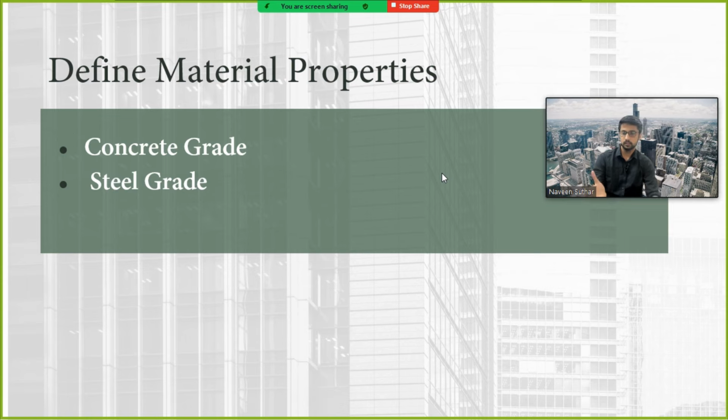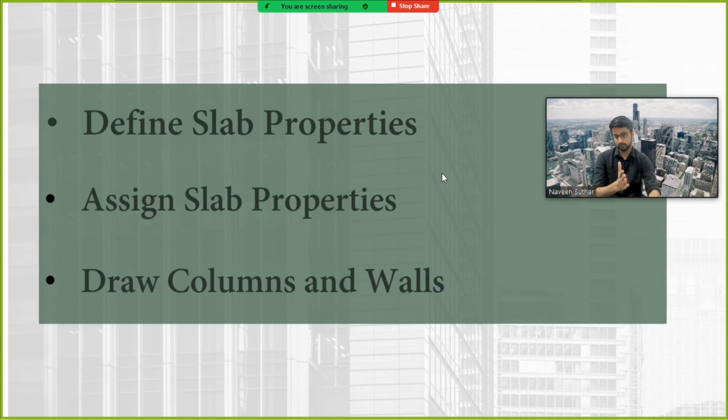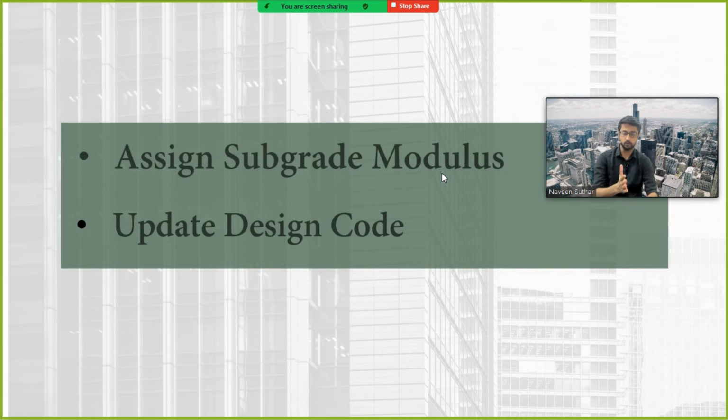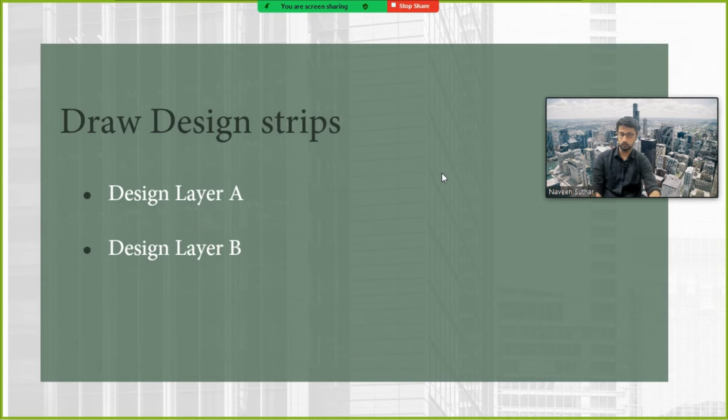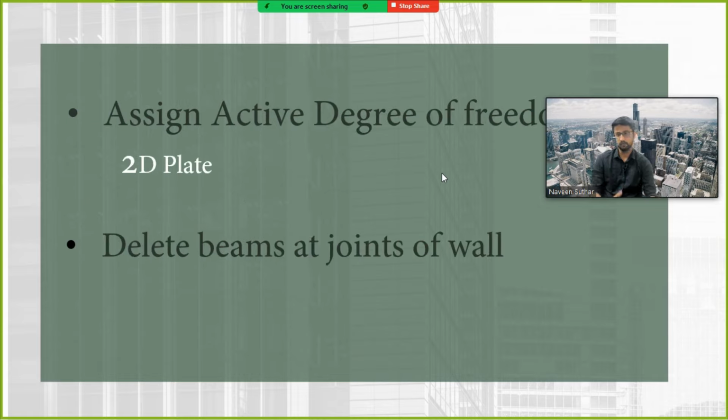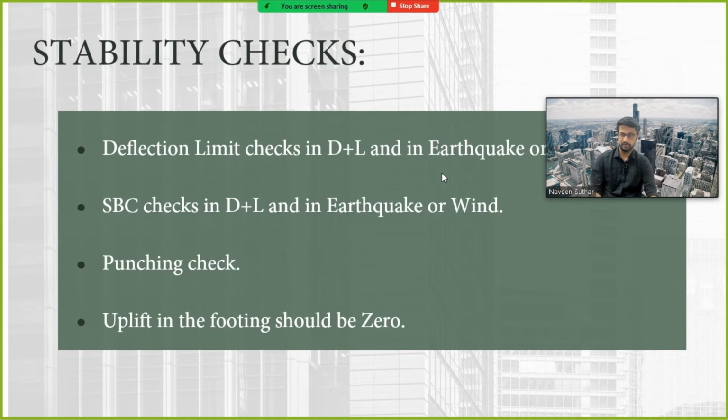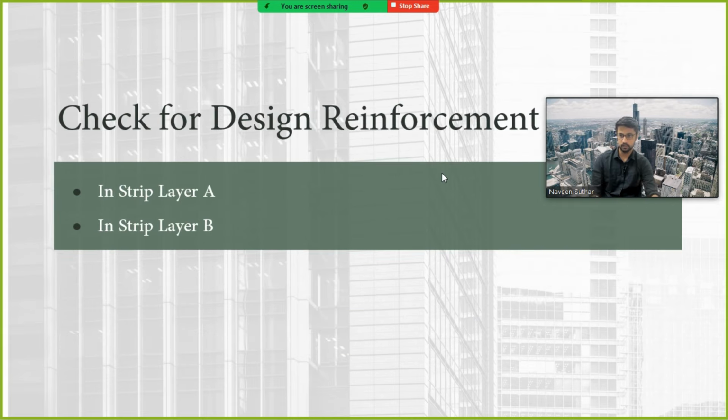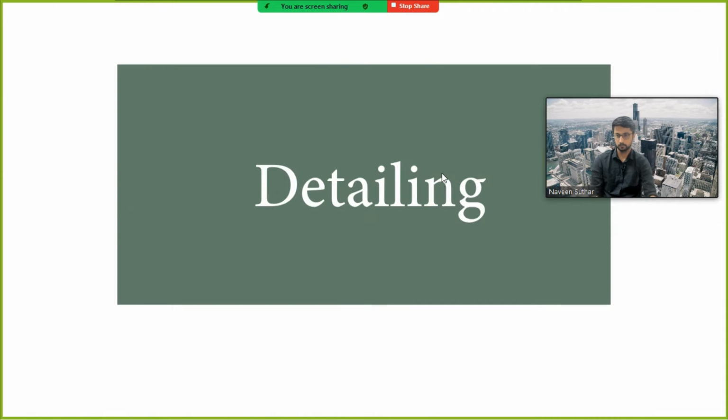Then we will define the material in the SAFE, and then define the slab and assign the slab properties. Then we will draw the wall and column in the SAFE, and then assign subgrade modulus, and we will update the design codes, and draw the strips in the SAFE model, and then assign degree of freedom, and delete the extra beams, and then we'll check the design reinforcement strips layer A and layer B, and then we will do the detailing.